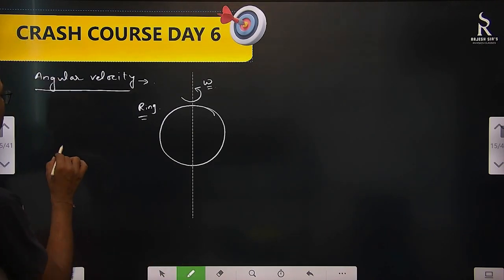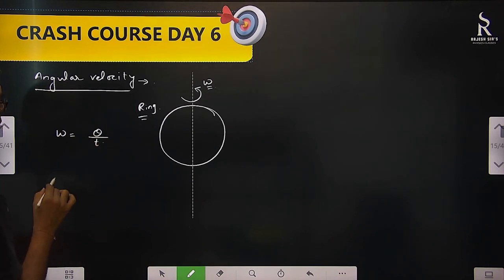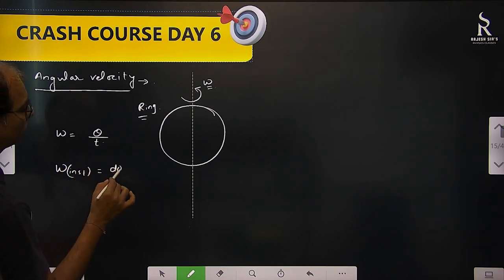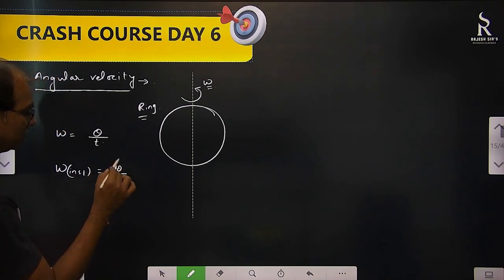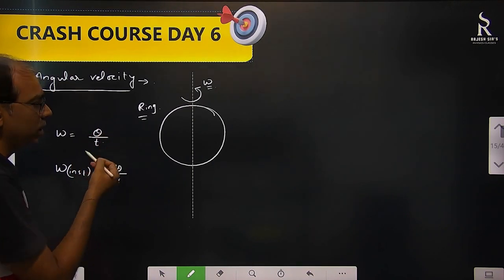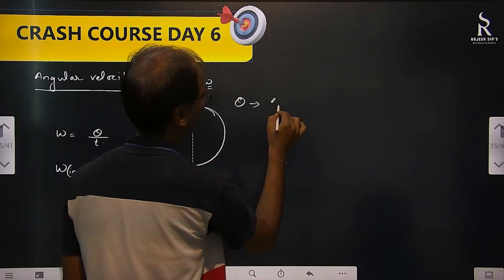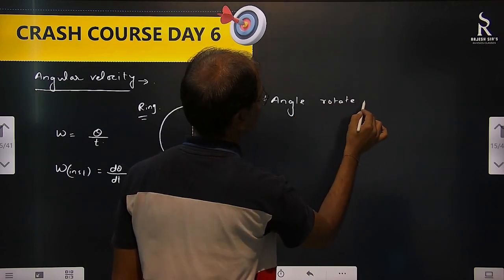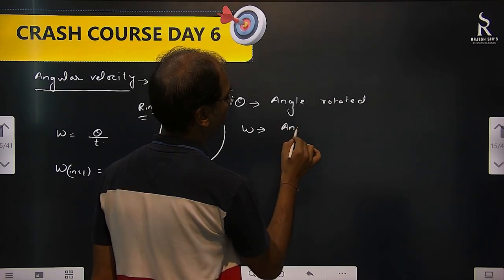And what is omega basically? Theta by t. Okay, omega instantaneous, d theta by dt. What is this theta by t? That means rate of change of angular position. This is change in angular position per unit time. That means how much angle it has rotated per unit time. Okay, theta is the angle rotated, so omega we can say is angle rotated per unit time.